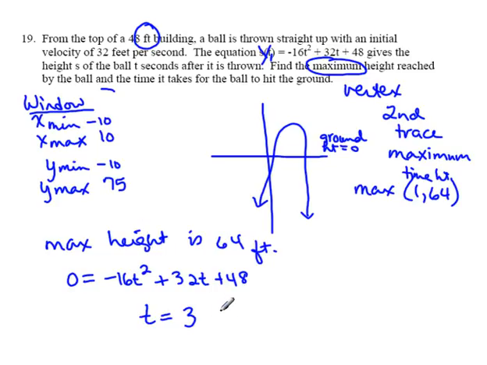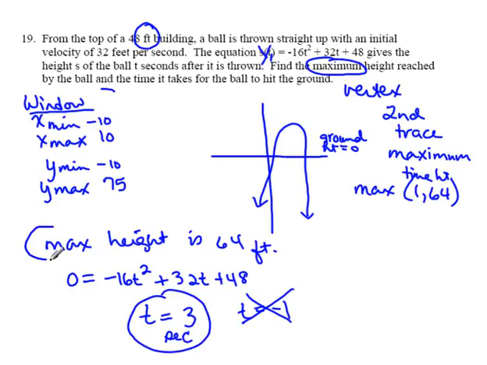Okay, so the possible answers were t equals 3 seconds or t equals negative 1 seconds. Well, negative 1 seconds does not make any sense, so we will reject that as the possible solution. So the time it takes for the ball to hit the ground will be 3 seconds. Okay, so here's the first answer. The maximum height is 64 feet, and the time it took for the ball to hit the ground, we're talking here, is 3 seconds.